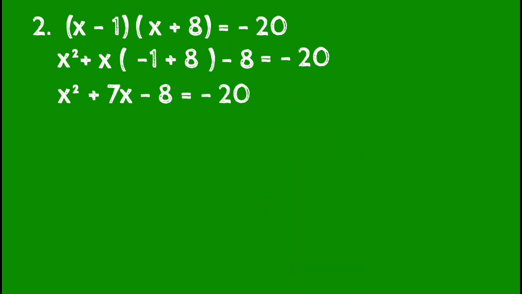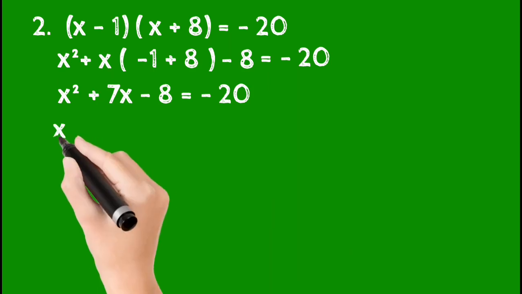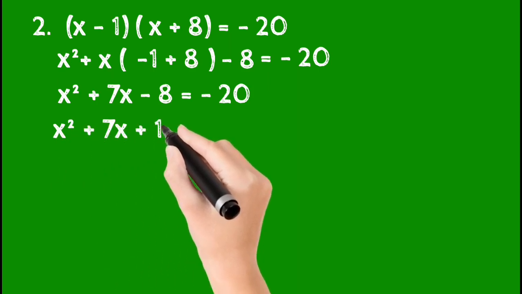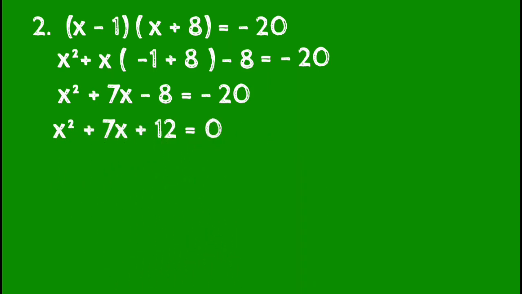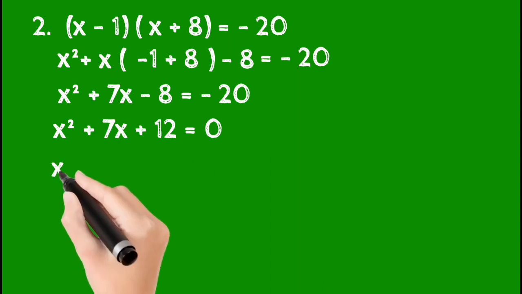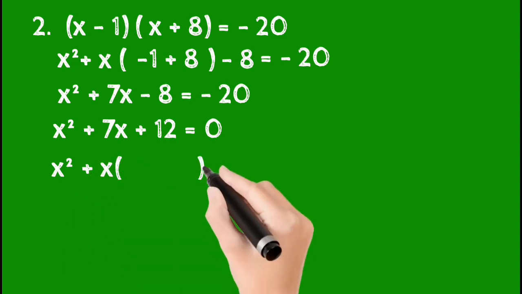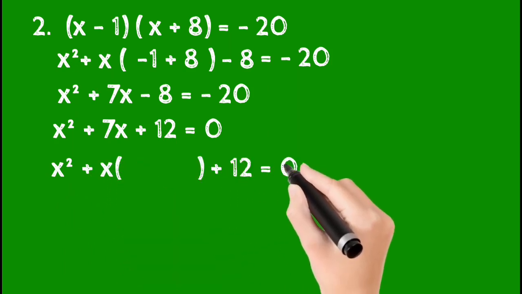Here what we can now do is add 20 to both sides so that we can get rid of the negative 20 on the right hand side. x squared plus 7x minus 8 plus 20 will be the positive 12. All of that is now equal to 0. Now let's factorize here: x squared plus 7x plus 12 equal to 0.